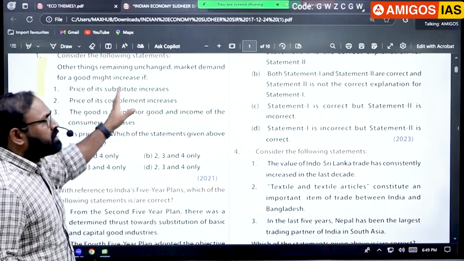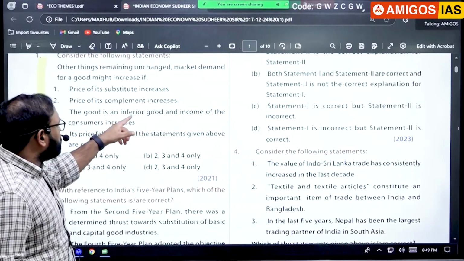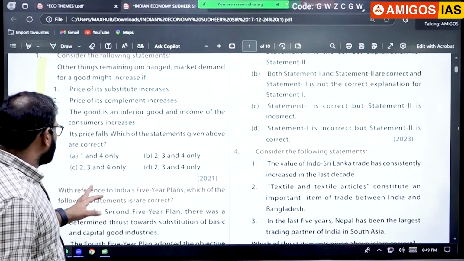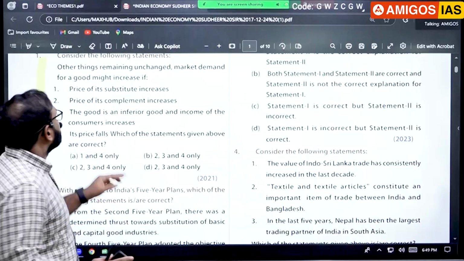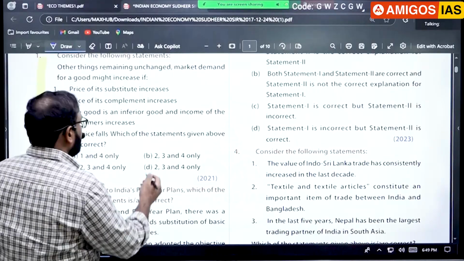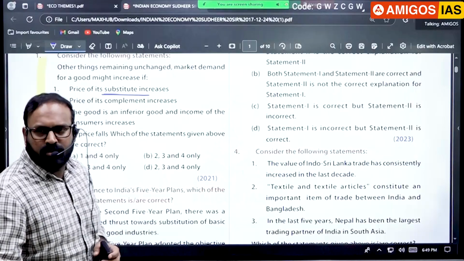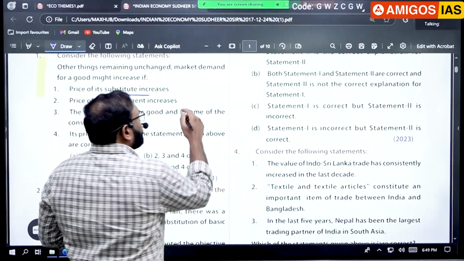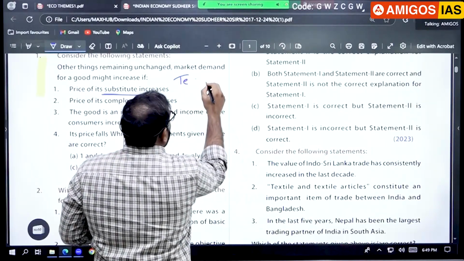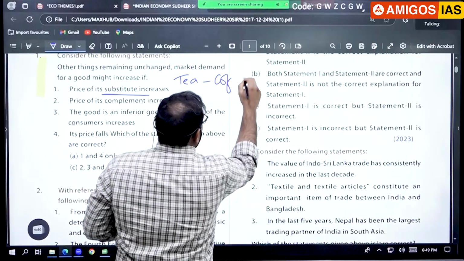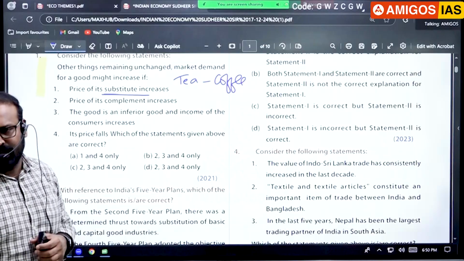Price of its substitute increases. Price of its complement increases. The good is an inferior good and income of the consumer increases. Its price falls. How should we answer this? If you understand what is a substitute good, what is a substitute good? Let us go back to microeconomics NCERT. Tea, coffee are substitutes, alternates.